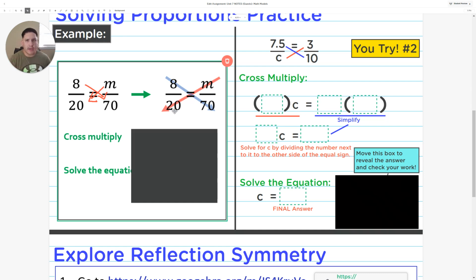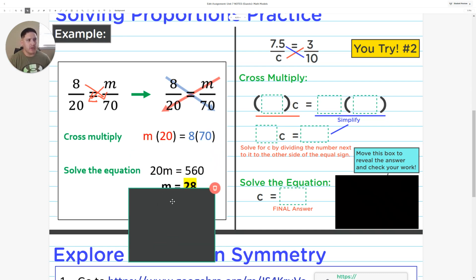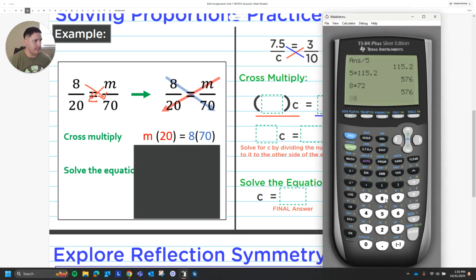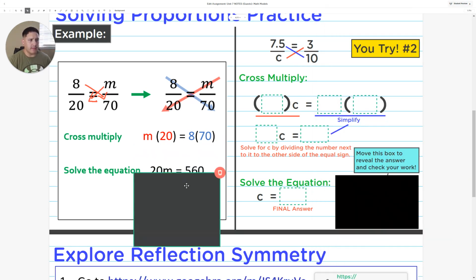M times 20, you can't do that, so you're just going to write it as 20m. And then you're going to have 8 times 70, which when you plug it into the calculator is 560. So 20m is equal to 560. Last thing we need to do is solve the equation by dividing or doing the opposite of whatever is attached to the m value. And that opposite is division. So we're going to divide both sides by 20.